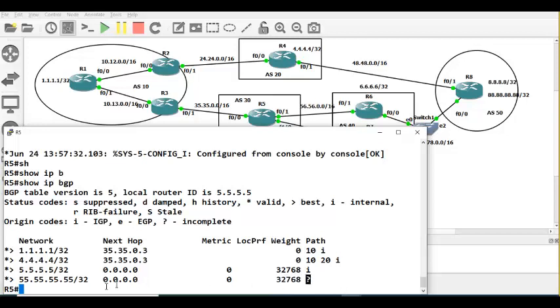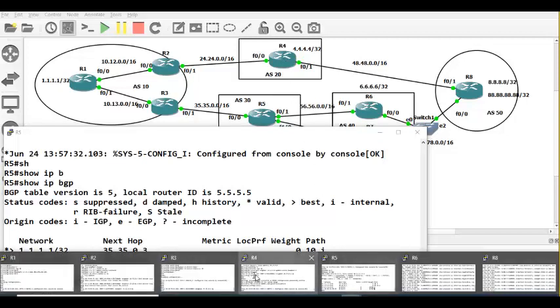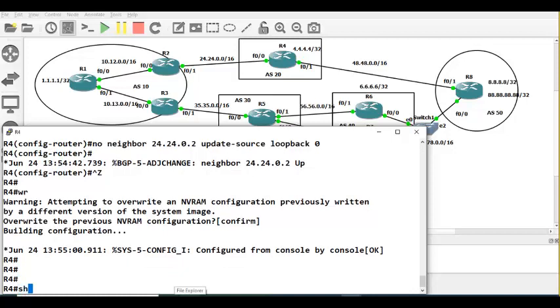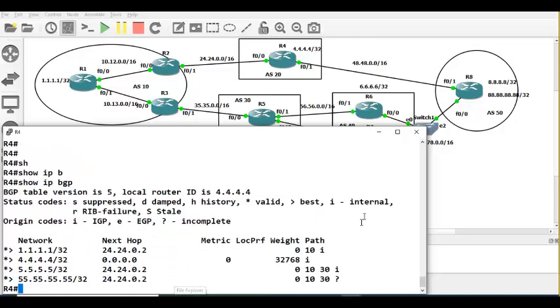Now this is not only shown here, even on router 4. Let's go to router 4. Show IP BGP. Even on router 4, you will know how this is injected. It is injected using the redistribution method, whereas 5.5.5.5 is injected using network advertisement. All right.